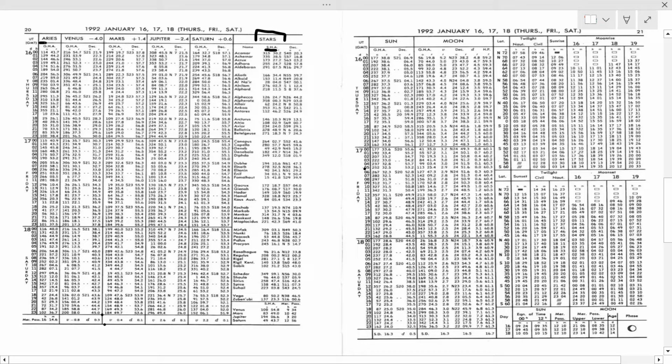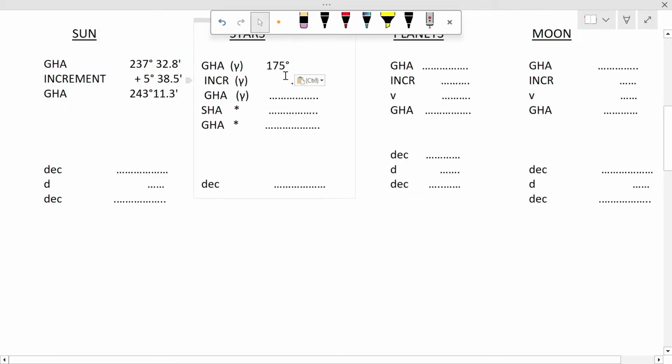GHA of Aries is given here. This is the table for GHA Aries. For the 17th, this is the 17th date, and for 0 hours, the GHA is 175 degrees 50.7 minutes.